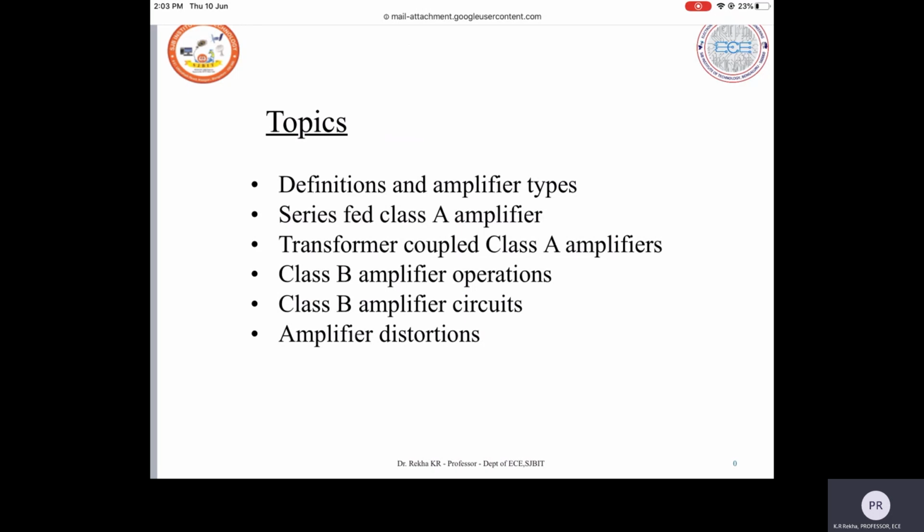In this, first of all, you have to know what power amplifiers are. These are amplifiers used to withstand high power ratings and used in communication receivers. In today's topics, we'll discuss the definition and amplifier types, series feed class A amplifier, transformer coupled class A amplifier, class B amplifier, class B amplifier circuit, and amplifier distortion.